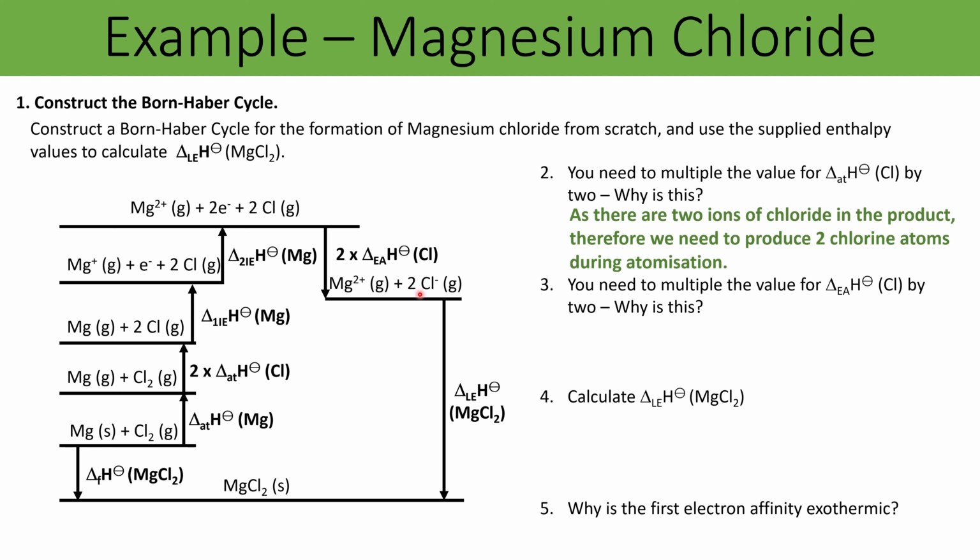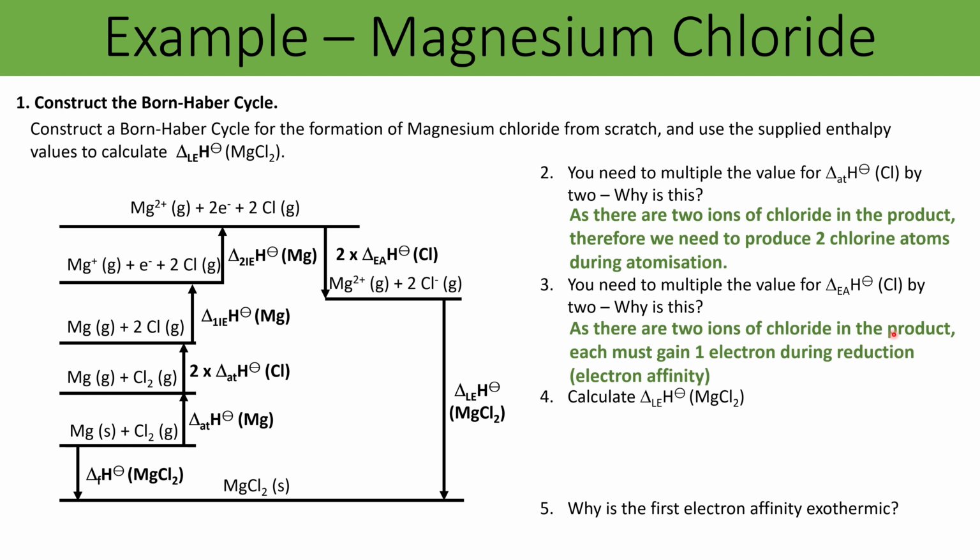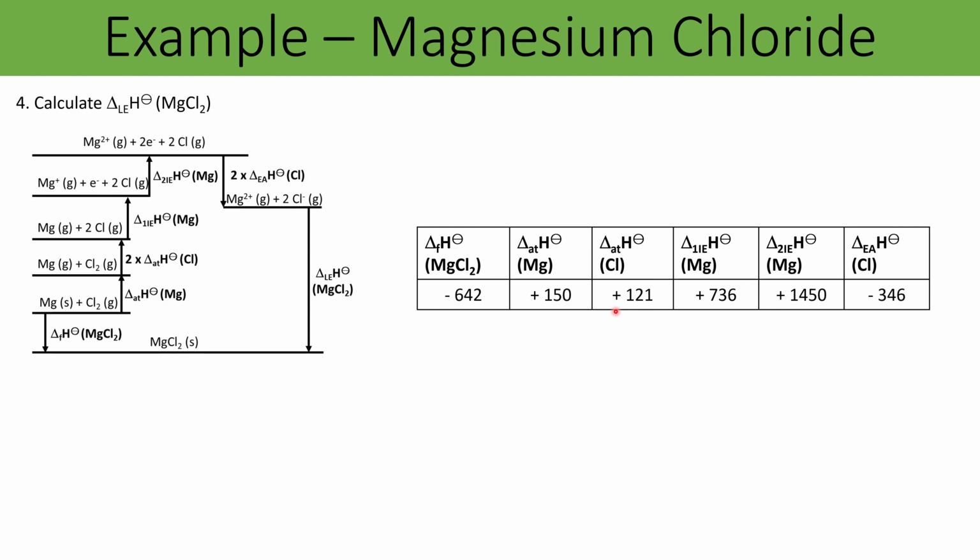Well, we formed 2 ions, right? So there's 2 ions of chloride, each of which need to gain 1 electron. So we needed to do it twice. Next up, we've got to calculate the lattice enthalpy. Well, you're not going to do that with any of the information here. We need some values. So here's what your values look like.